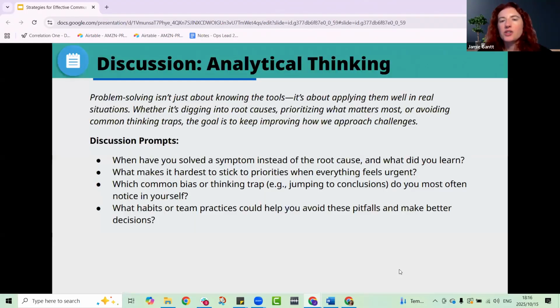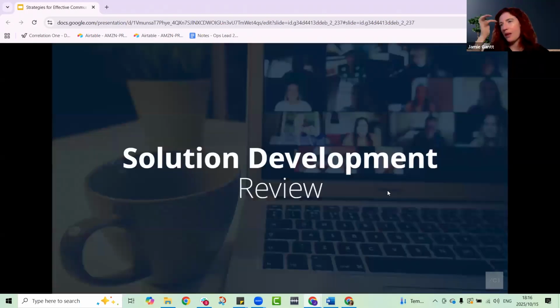All right. So any thoughts or any shares around analytical thinking? Is this a strength for some of you? Have any of you tackled symptoms, not necessarily root cause? What did you learn from that? Let me know. Let me know your experience with analytical thinking. Okay. All right, we've gone back to being quiet. We had such good discussion. I've worn you out. Okay.